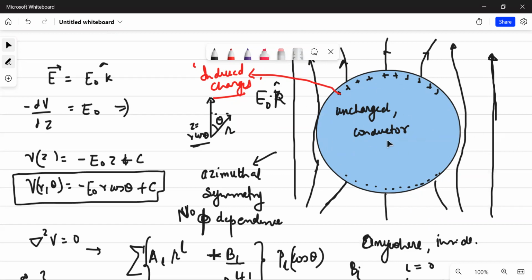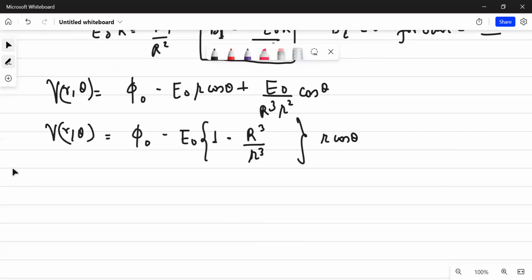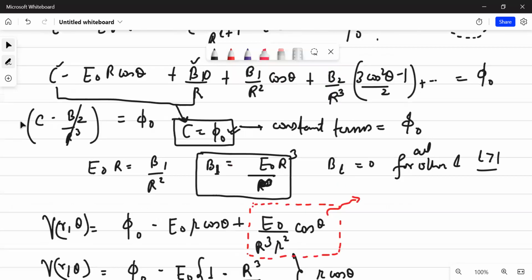If you did not have this conductor, the electric field was still there. E naught k cap. So the potential as a function of r, theta would be C minus E naught r cos theta, isn't it? So what is the change that has come? Because of the sphere, this additional term is appearing. This modification is due to the sphere. I'm writing this because all these kinds of things are asked in your examination, and then you are not able to identify them. Is that clear? So this particular potential modification will be brought about by the induced field inside.